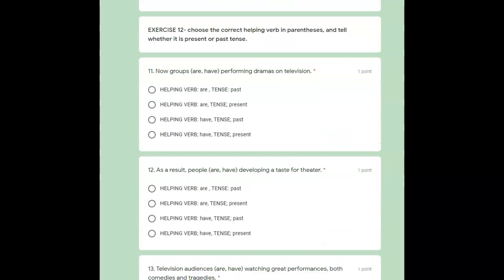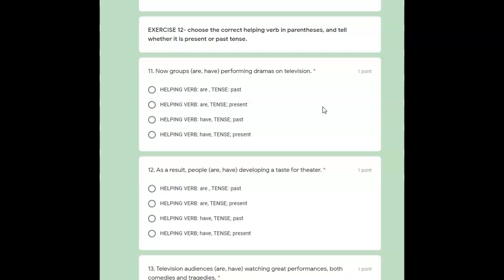When we get to exercise 12, number 11 through 20, you're going to choose the correct helping verb in parentheses, and then tell once you've picked, does that make the sentence present tense or past tense? So number 11, now groups are or have performing dramas on television. So now groups are performing dramas on television, or now groups have performing dramas on television. Well, are makes sense. So it's going to be one of these two options, first or second option.